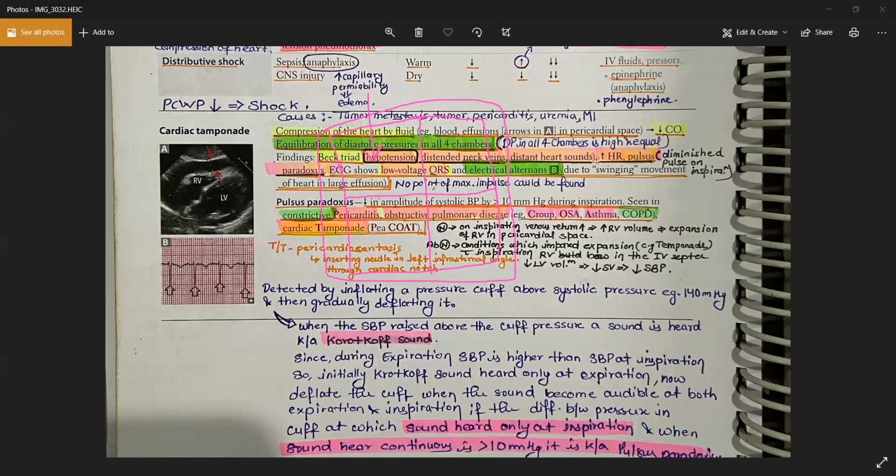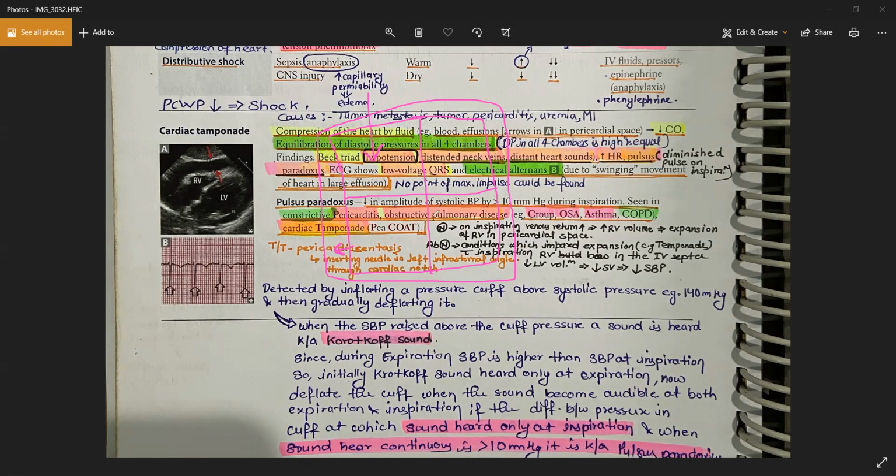So to accommodate this increase in the volume, what's going to happen? Your right heart will become slightly dilated. It will take up the space of the pericardium, the space between the pericardial layers. It will expand here, and as a result, the volume of blood is accommodated.